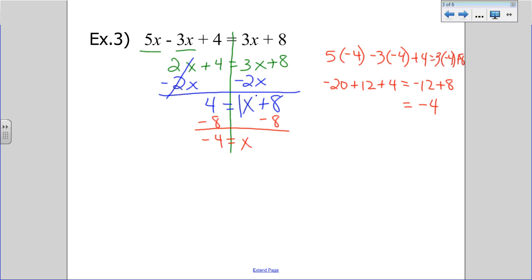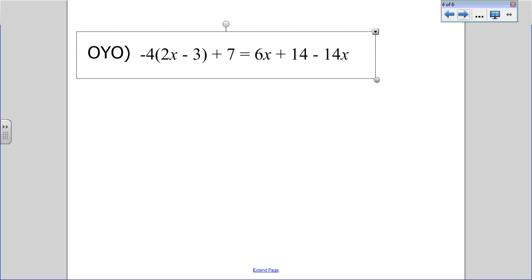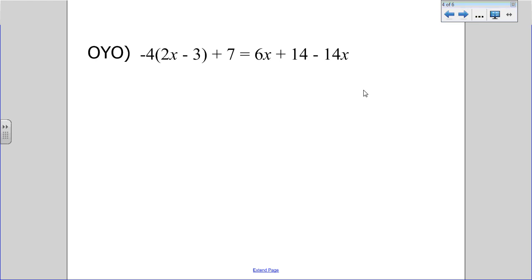Negative 20 plus 12 is negative 8, and negative 8 plus 4 does equal negative 4. So we have a good solution. So what you guys are going to do right now is you are going to do this one on your own, and you're going to check your answer, but we will go over it in class. I'll call a volunteer to the board to do that one.